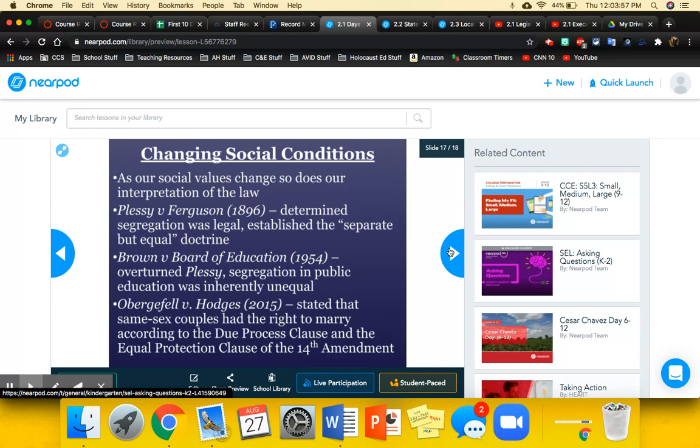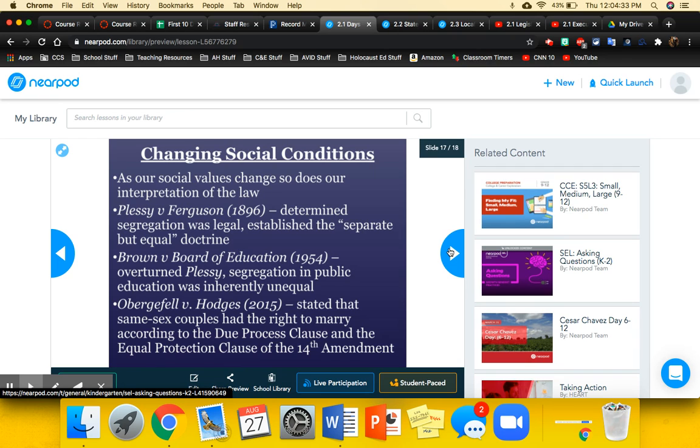You know, there's a lot of changing social conditions, right? Here are three important Supreme Court cases that, like I said, we'll get more into in the next unit. But these are three important Supreme Court cases where social conditions changed drastically. All right, so Plessy versus Ferguson. This determined that segregation was legal. This established the separate but equal doctrine. So this said that segregation is legal in that you can separate the races, but they can still be equal, right? Which is, of course, absurd because separate is inherently unequal.